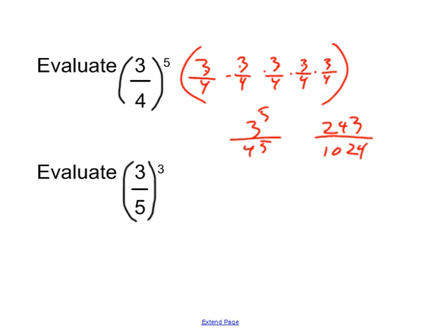All right, similar problem here. I've got 3/5 to the third power, so that's 3 to the third power over 5 to the third power. 3 to the third power is 3 times 3 times 3, or 3 times 3 is 9 times 3 is 27. 5 to the third power is 125.